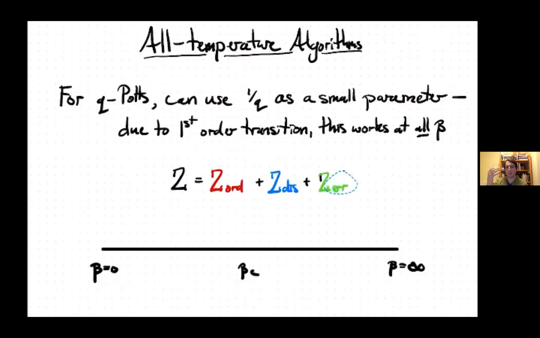The ordered piece you should think of as being configurations where most of the colors are the same. So you see a dominant color. The disordered ones are the ones where you see roughly uniform spread amongst colors, and the error is everything else.